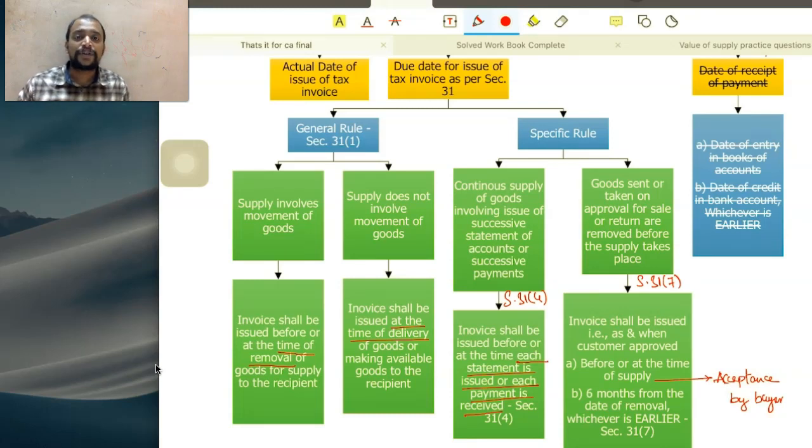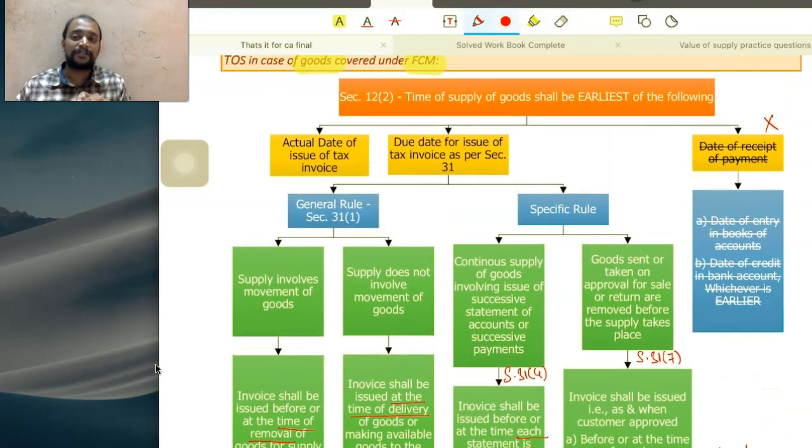General rule: what is the due date of invoice? If supply involves movement of goods, at the time of removal. If supply does not involve movement of goods, at the time of delivery. Then specific rule, 31 subsection 4: continuous supply of goods, as and when the statement is issued or the payment is received, as the case may be. And if it is sale on approval or on return basis, as and when the supply takes place, or 6 months from the date of removal, whichever is earlier. These are the due dates of invoice. The due date of invoice or the actual date of invoice, whichever is earlier, will be taken as the time of supply.